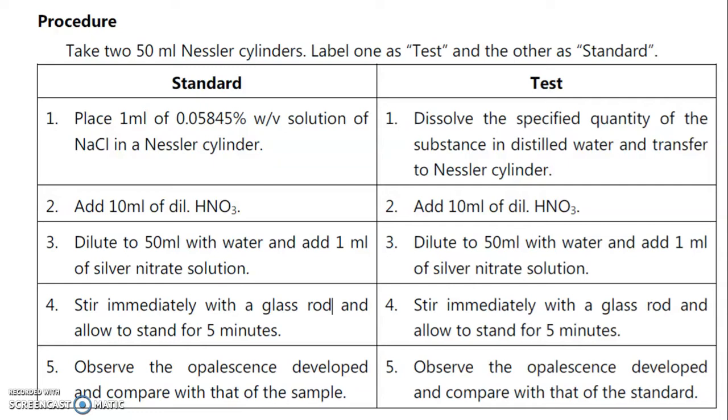Then in the next step we add 10 ml of dilute nitric acid to both solutions, make up the volume to 50 ml with water, and add 1 ml of silver nitrate solution to both Nessler cylinders. Stir immediately with a glass rod and allow them to stand for 5 minutes. After 5 minutes we observe the opalescence produced in the test solution and the standard solution, then compare the opalescence of the test with the standard.